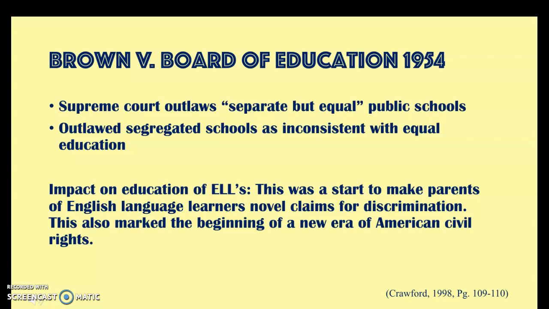The court case Brown v. Board of Education is the first historical event on this timeline. This case occurred in 1954 and outlawed separate but equal public schools. In other words, this put an end to segregated schools because they were inconsistent with the idea of equal education.